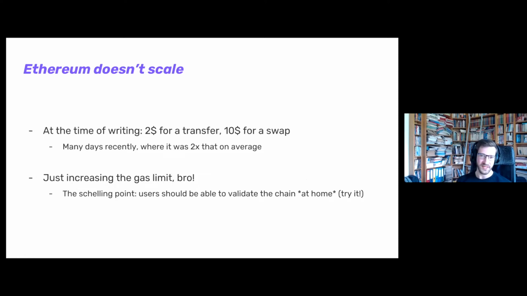Some people will say that this is because of something called the gas limit. The gas limit is the amount of computation you can do in a block. And currently the gas limit is very low. Why don't we just increase the gas limit, right? We could easily, you know, multiply it by 10, no problem. All the validators can handle that easily.